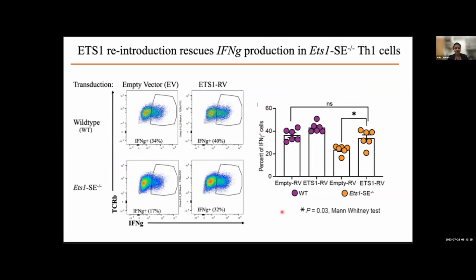Next, we wanted to verify if all these defects that we are observing are actually because of the partial loss of the Ets1 gene. For that, we designed a rescue experiment where we introduced Ets1 into the superenhancer knockout cells using retroviral constructs. On overexpressing Ets1, we saw that the cells started producing more IFN gamma, with almost similar levels compared to the wild type cells, indicating that the defect that we are observing might actually be because of partial loss of Ets1 in the knockout cells.